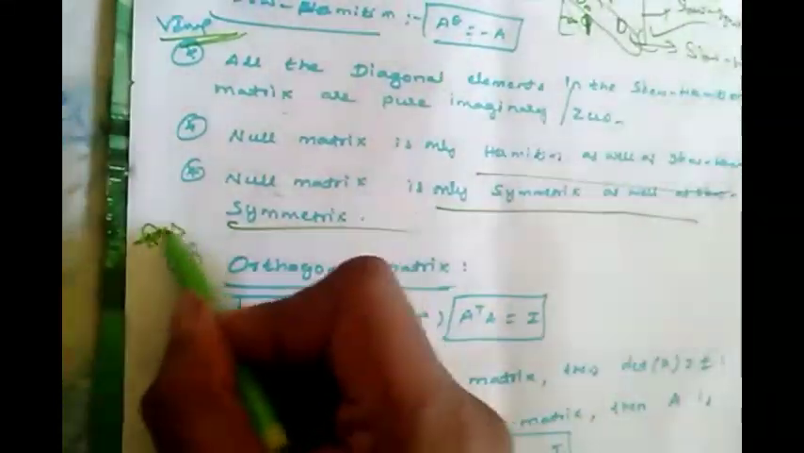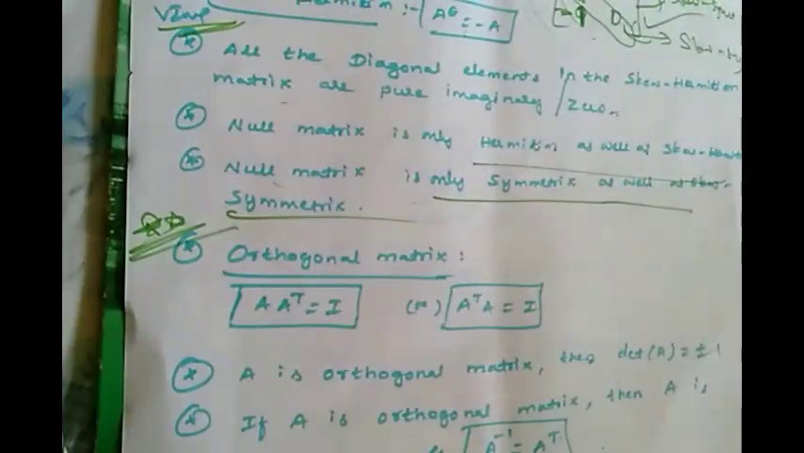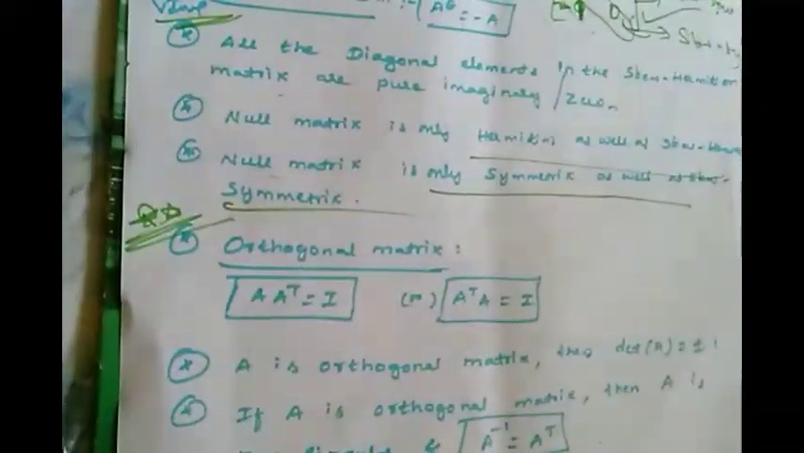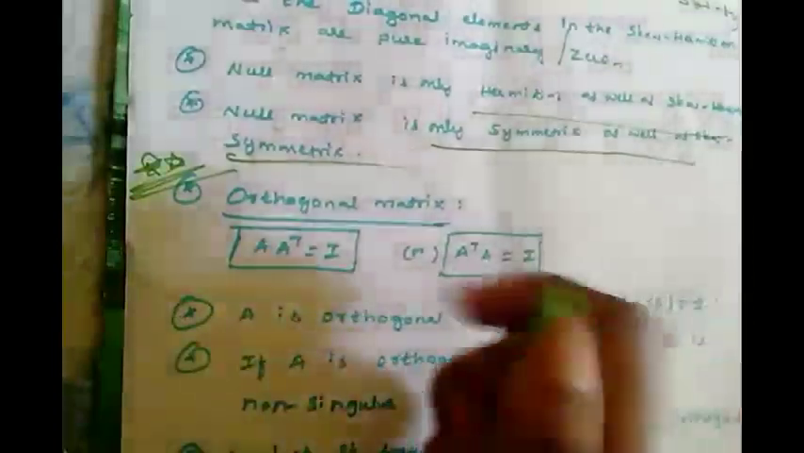Then the orthogonal matrix, a very important special type of matrix. Every time in exams like CSIR NET and many other entrance examinations, especially KSET also, a number of questions are asked based on this type of matrix.